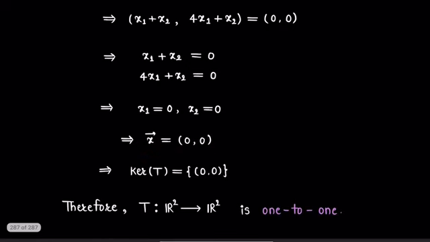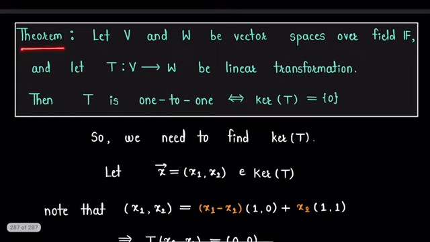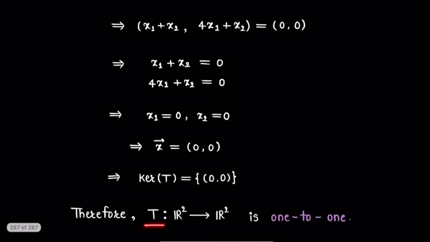As x is an arbitrary vector in the kernel of T which is equal to 0, the kernel of the linear transformation T must be the 0 vector of R2. And so by this theorem we can conclude that the given linear transformation T from R2 to R2 is 1-1, and this proves the given result.